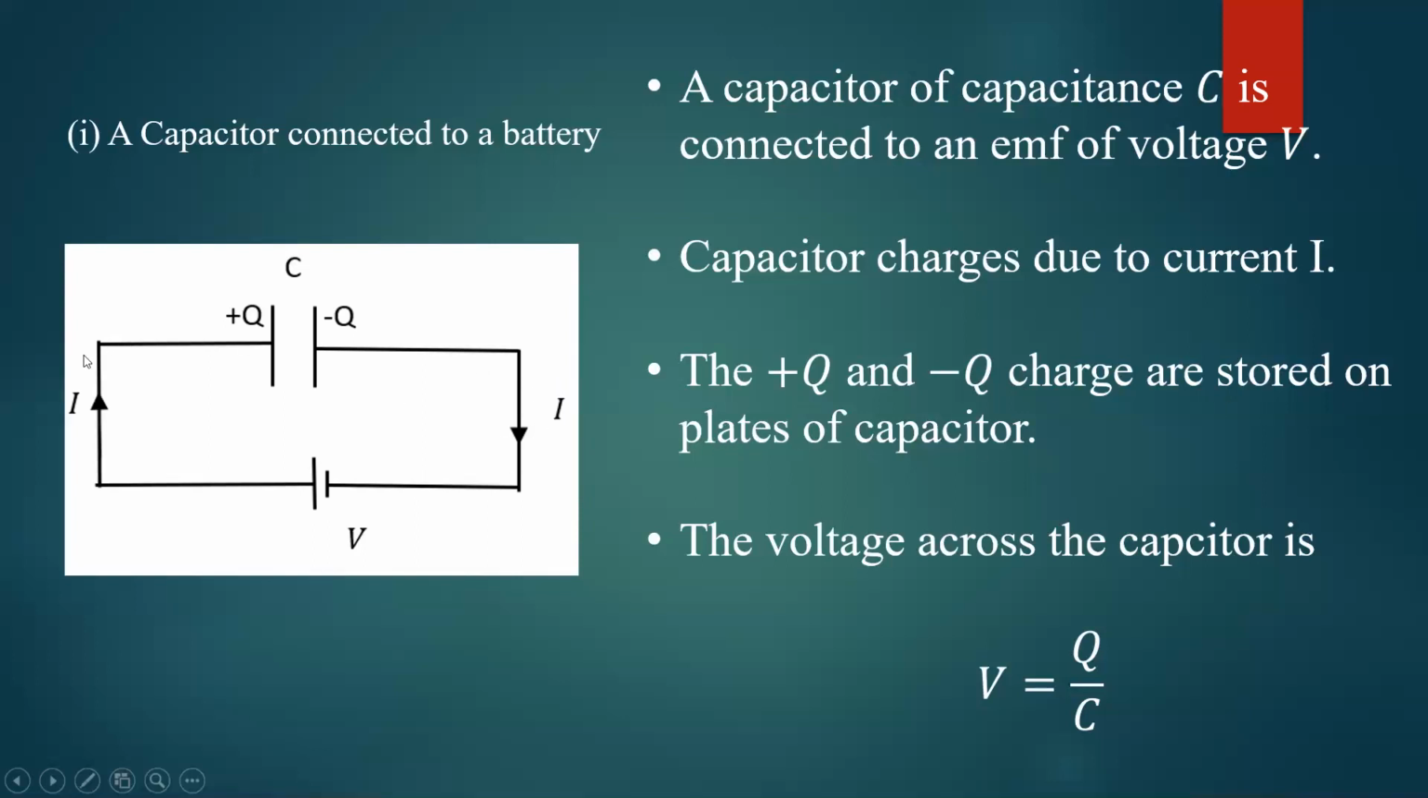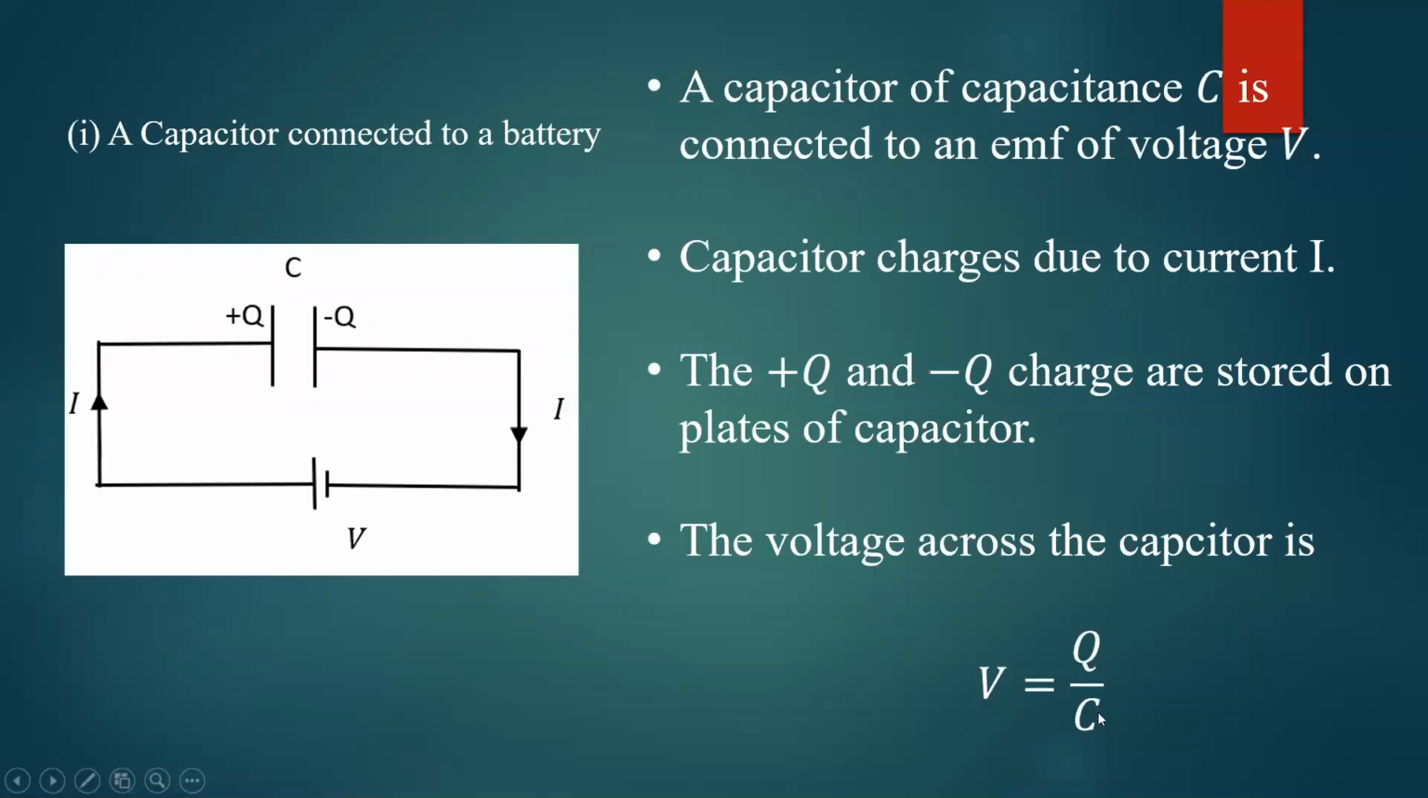What happens? When current flows like this, that current will make the capacitor charge. What does it mean that the capacitor is charged? On one plate plus Q charge is stored, on the other plate minus Q charge is stored. Then what is the voltage across the capacitor? The equation is V equal to Q by C.